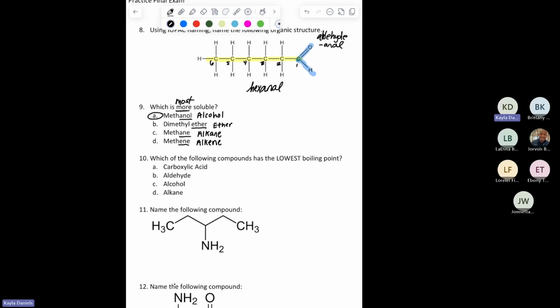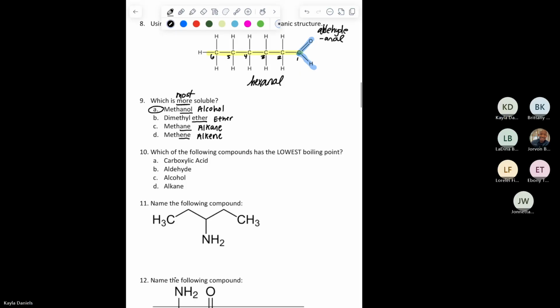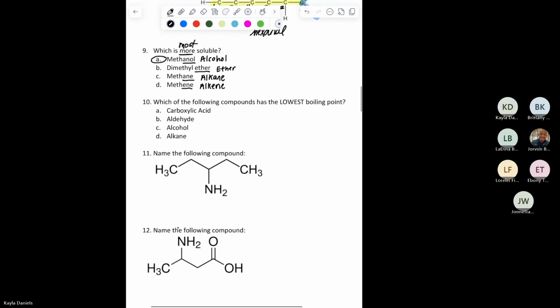All right. For 10, we already have those. Now we're looking for the lowest. So lowest would be, out of this list, an alkane from that trend line.